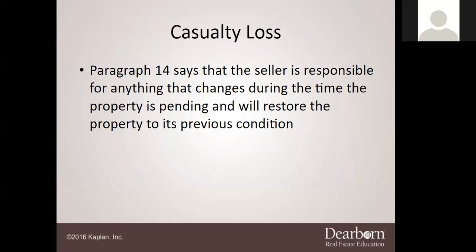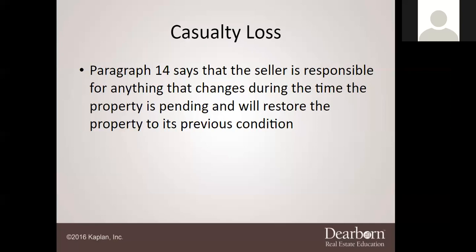Okay? Now, most of the time, if a house burns to the ground, it allows for both parties to do what? We talked about this way back in the beginning of this class. If the house burns to the ground, it's impossible, and what happens to both parties? Contract's dead. It's dead on its face. Okay? But again, it states in here, if anything changes during the time that the property is pending, the seller must restore the property to its previous condition. No ifs, ands, buts.